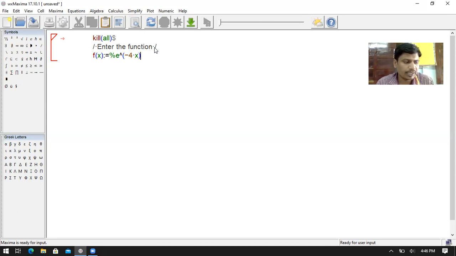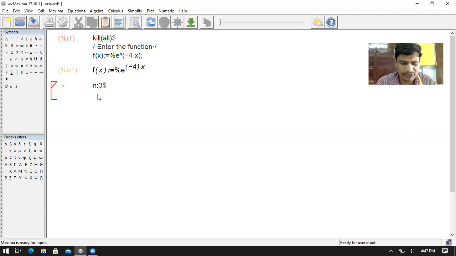f of x colon equal to percentage e to the power of minus 4x, then semicolon, then you press shift enter. That is the f of x output. After that go to the next line. Then n is given here, n colon 3, then dollar symbol. Next enter.